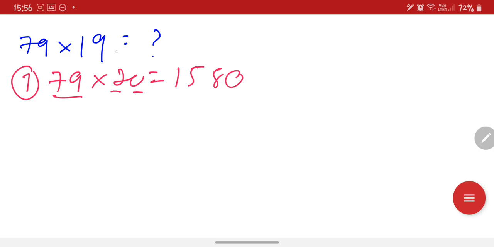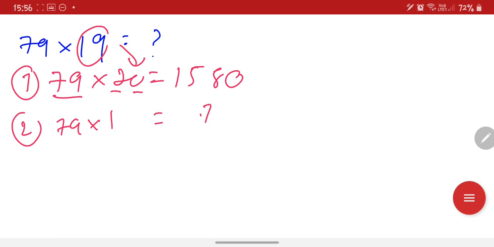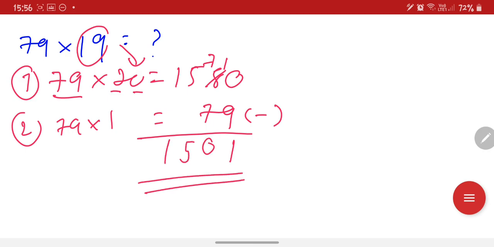Remember you increased from 19 to 20, so meaning you added another 79. So now the next step is 79 times 1 equals 79. Since you added 1 just now, you have to take away back the 79. So now you do the minus as per normal, and you will get your answer 1,501. Easy as that.